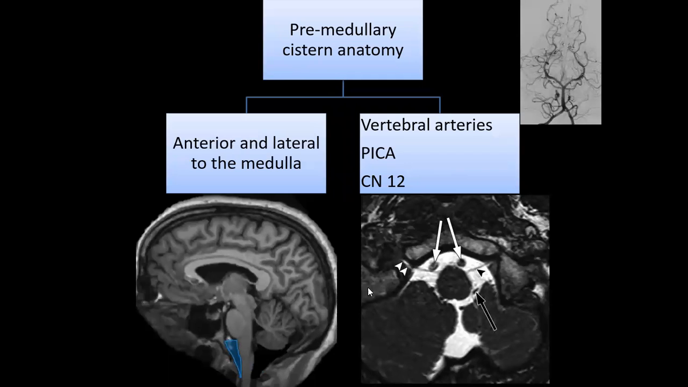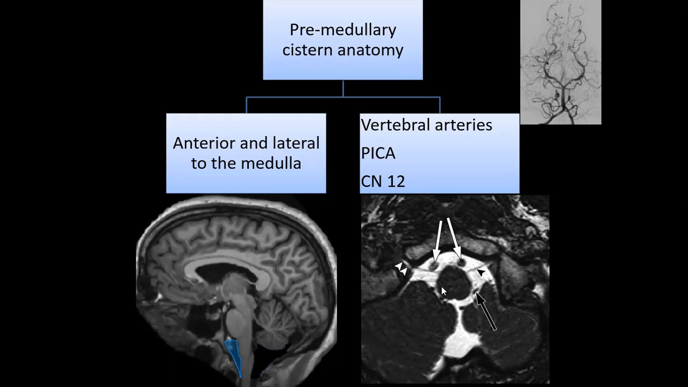The first system we'll discuss is the premedullary system. It is anterior to the medulla. It contains the vertebral artery, PICA or posterior inferior cerebellar artery, and the hypoglossal nerve. We'll discuss this anatomy in brief.